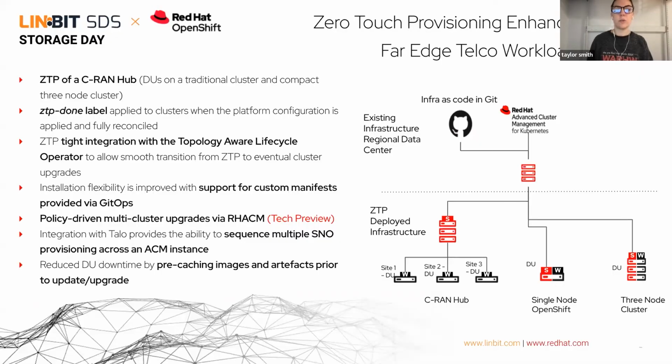To support edge workloads, we've also been aggressively strengthening our zero-touch provisioning solution, primarily for telco use cases. So to highlight a few 4.10 features, we now support deploying DUs to a CRAN hub. We've added better status reporting of the ZTP status with ZTP labels. We've tightly integrated ZTP with the topology-aware lifecycle operator. We now allow for custom manifests. We have a tech preview feature for policy-driven multi-cluster upgrades.